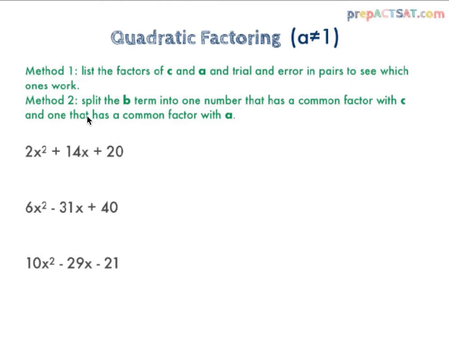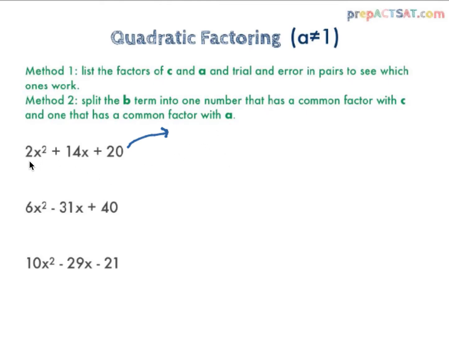Method 2 is to do this by grouping, and we split the B term into one number that shares a factor with C and one number that shares a factor with A. This is quite nice because it usually works quite well, but it might be a little hard to get your head around. I'll demonstrate method 1 for the first one because it's easy, and then I'll do method 2 because it's kind of more efficient. And again, with method 2, this grouping thing, we're going to use this later because it's really useful for higher polynomials, like ones with exponents of 3, 4, 5, whatever, that we can't factor usually using quadratic methods.